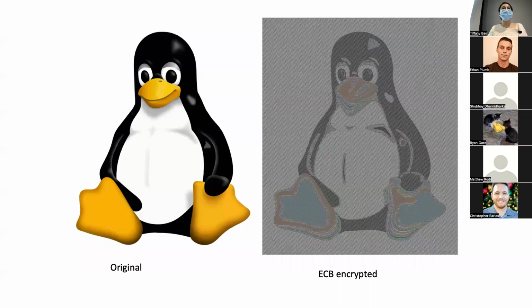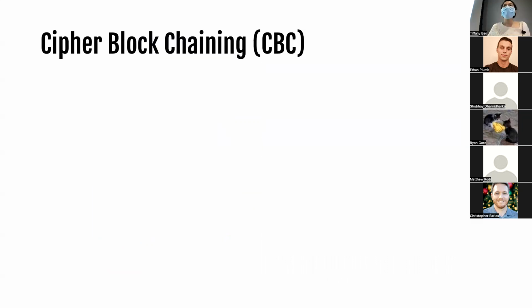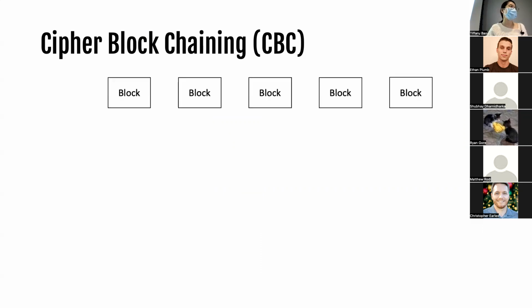the so-called ECB, the normal or vanilla way of encrypting each block without changing anything. All right, so how are we going to mitigate that? We can mitigate it using another scheme, which is called cipher block chaining.